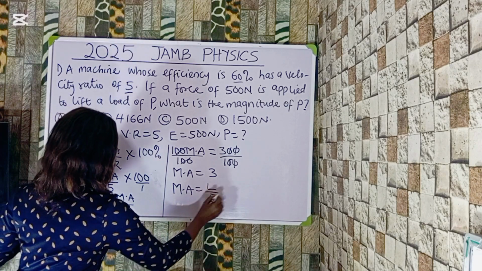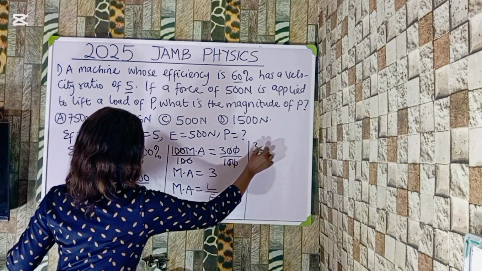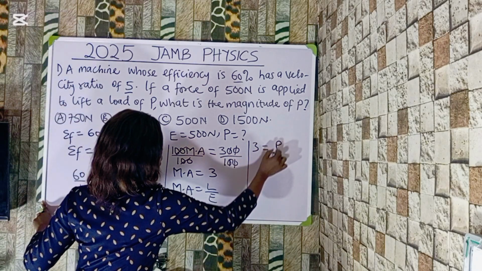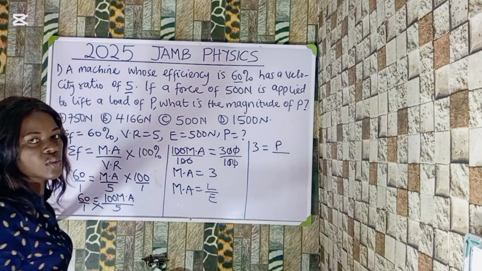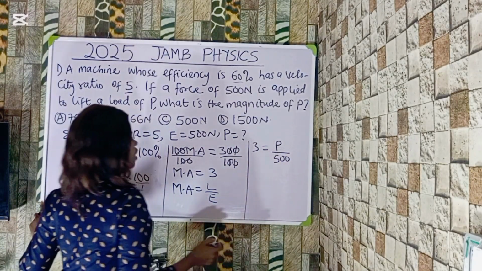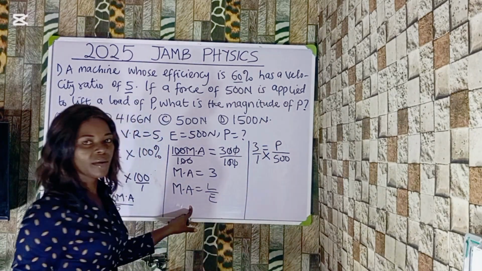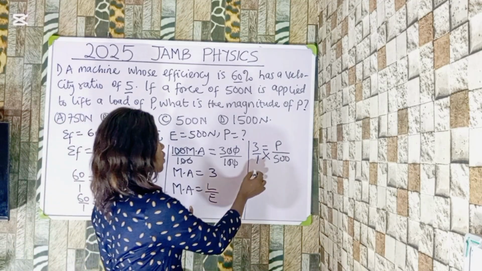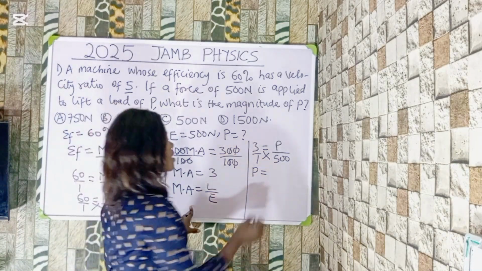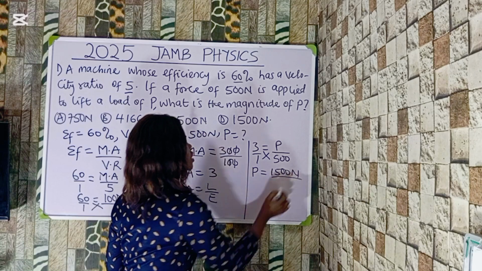Now let's substitute our values. My MA is equal to 3, and it is equal to what's my load? That's what I'm looking for, it is called P. So what is my effort? My effort is 500. So what do I do next? I'm going to cross multiply. P multiplied by 1 is going to give me P. 3 multiplied by 500 is going to give me 1500 Newtons, because load is a force.